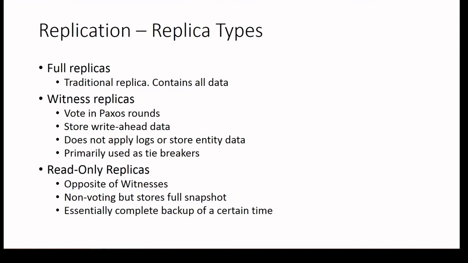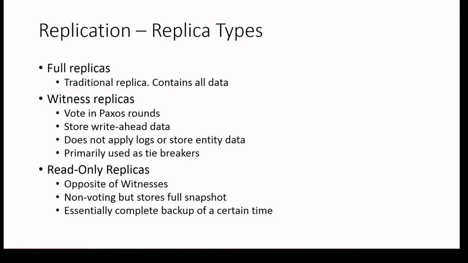Witnesses, they're miniature replicas. They don't do everything that a full replica does. They vote in Paxos rounds, and they store some write-ahead data, but that's really it. They don't apply logs, they don't store entity data, that is, they don't store primary data. All they really do is store just enough information that they can make an informed vote. They're basically used for tiebreakers when there's not enough people to reach a consensus. You can call on your witnesses to substitute some of those non-responding full replicas.